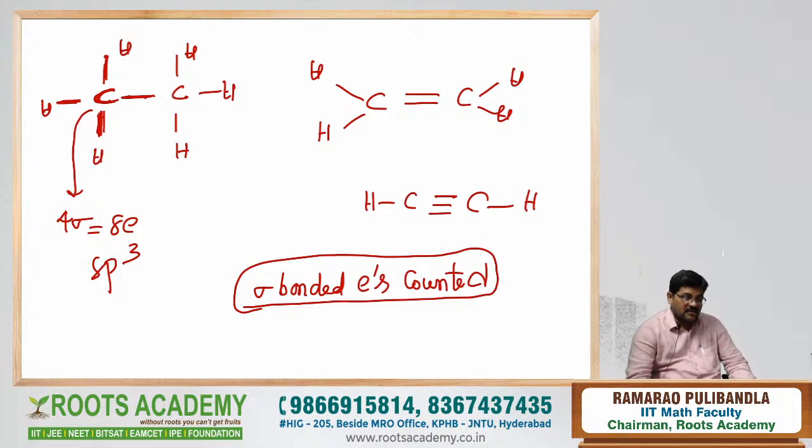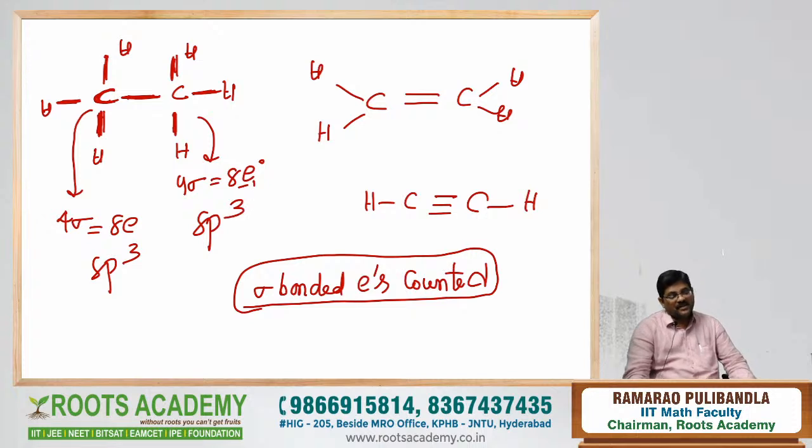Now take this carbon. A single bond is a sigma bond. This single bond is a sigma bond. This single bond is a sigma bond. Therefore, here also 4 sigma bonds are there. 4 sigma bonds means 8 electrons are there. 8 electrons means what is the hybridization? Sp3. That means if carbon has 4 sigma bonds, the hybridization is sp3. It is one of the important bits in organic molecules.